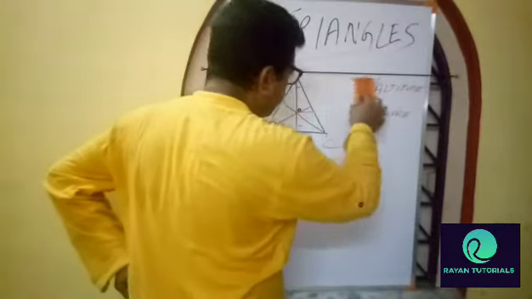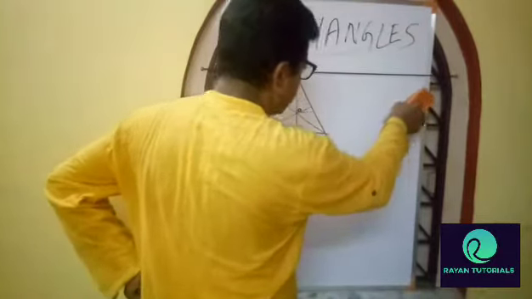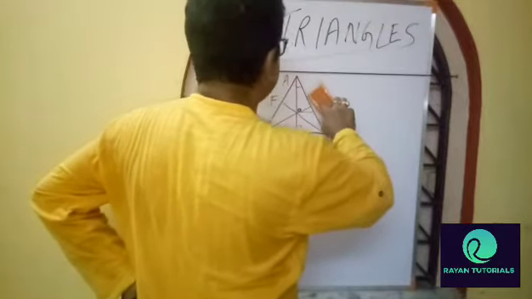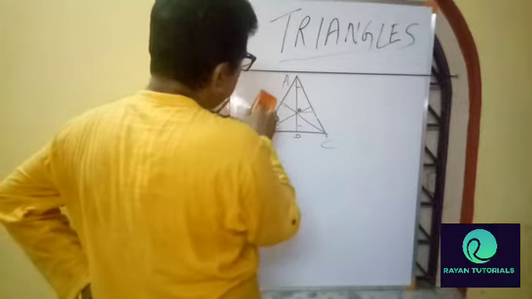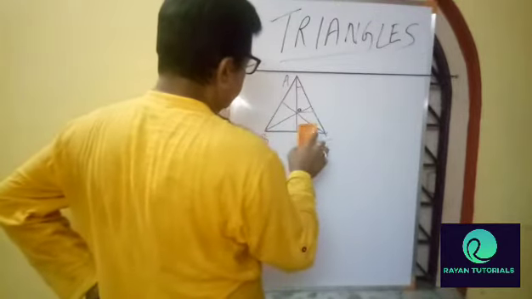I'm going to rub it. Okay. Let me just rub this part. The triangle I still need, so I am not rubbing the triangle.